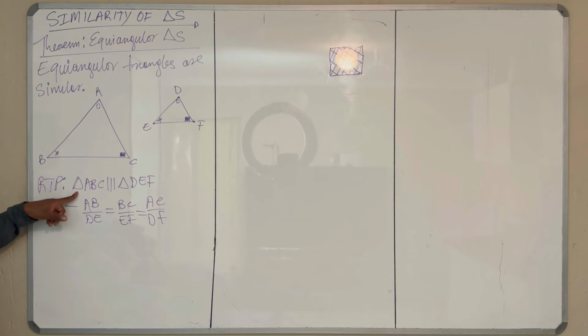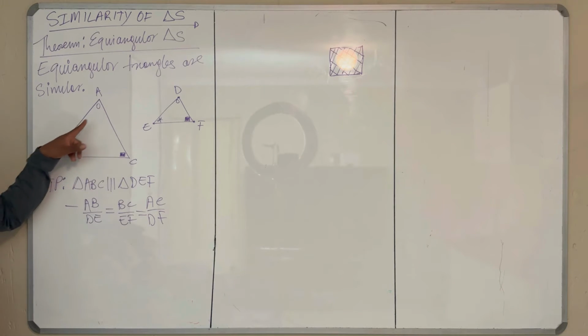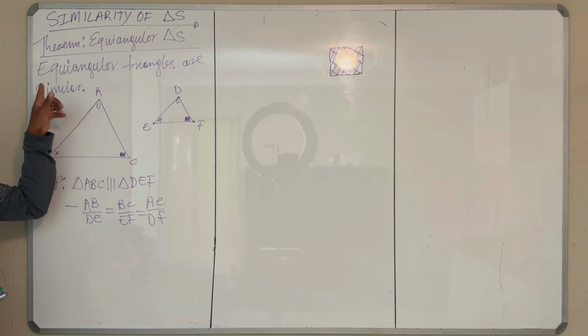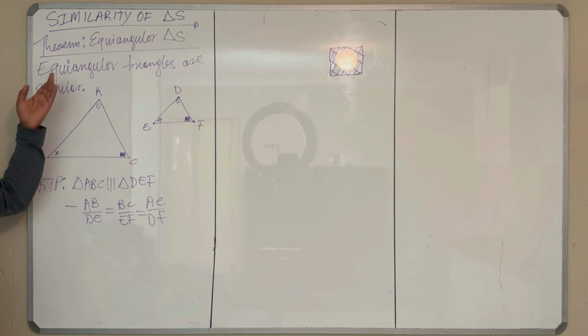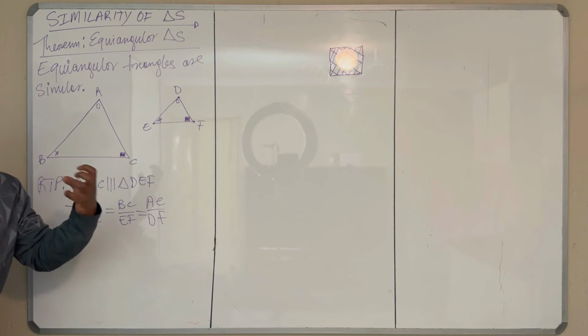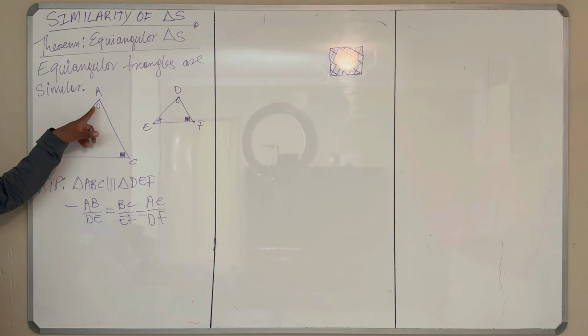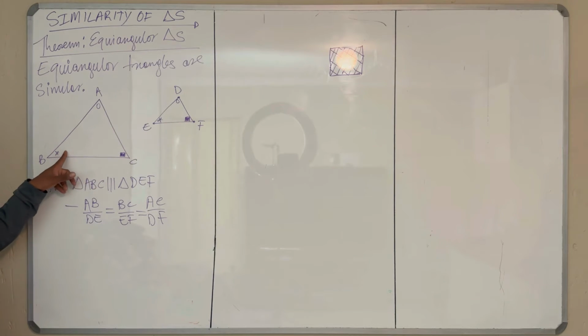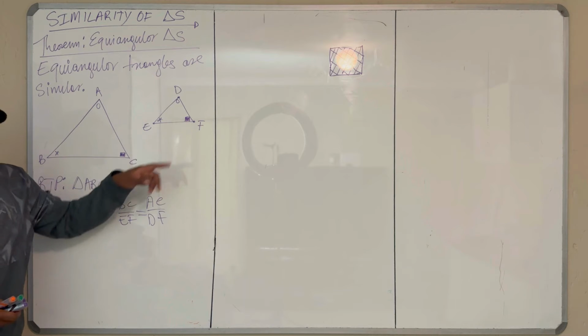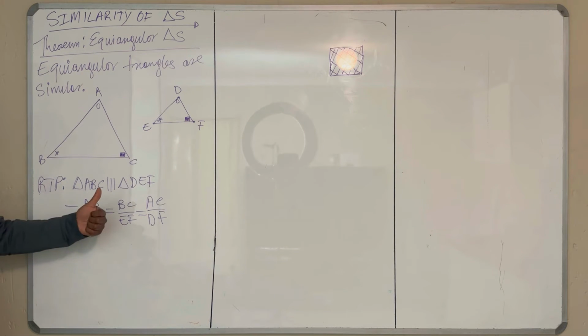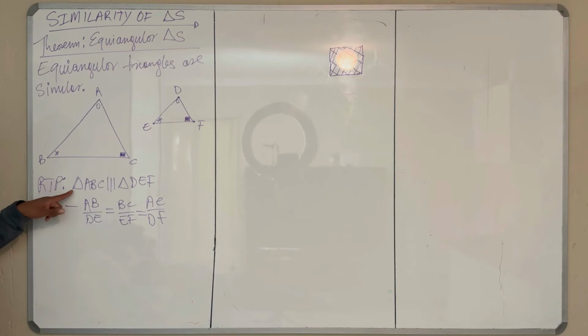Because to complete the condition for similarity, we must show that all the corresponding angles are equal, which were given. We're told that the triangles are equiangular, which means they have equal corresponding angles: angle A is equal to D, angle B is equal to E, and angle C is equal to F. So we have the first one. The second condition that we need to prove to complete our requirements for similarity is this one over here.